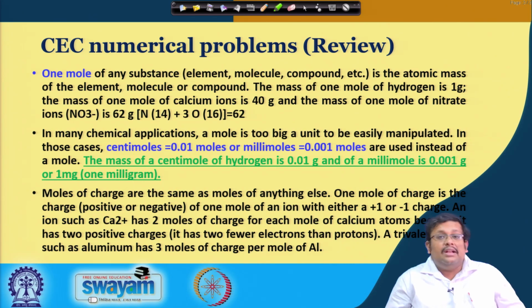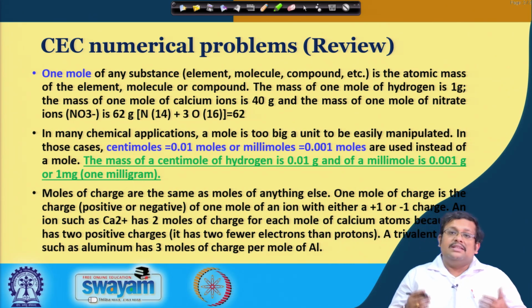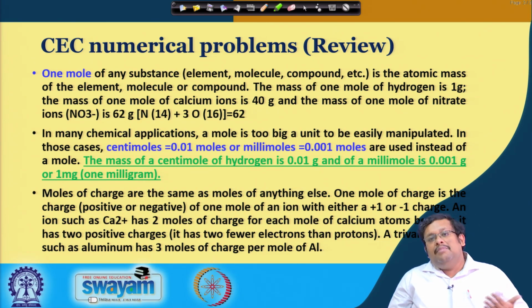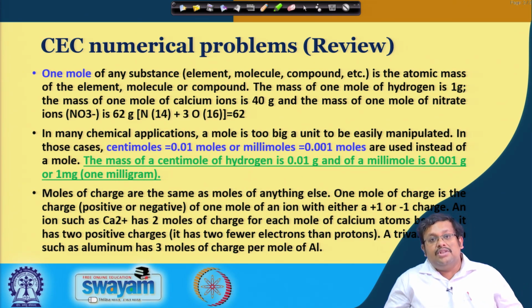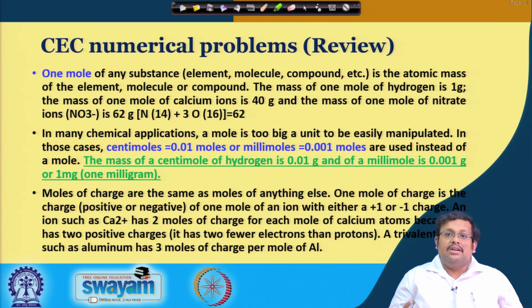Now, in many chemical applications, a mole is too large a unit to easily manipulate. So, we generally use centimoles, which is 1/100th of a mole, and millimoles, which is 1/1000th of a mole. So, we use either centimole or millimole instead of a mole. The mass of a centimole of hydrogen is 0.01 gram, and for a millimole it is obviously 1/1000 of 1 gram, that is 0.001 gram or 1 milligram.